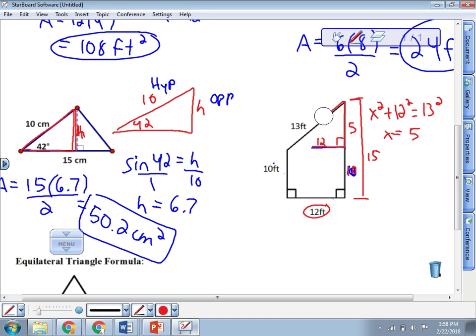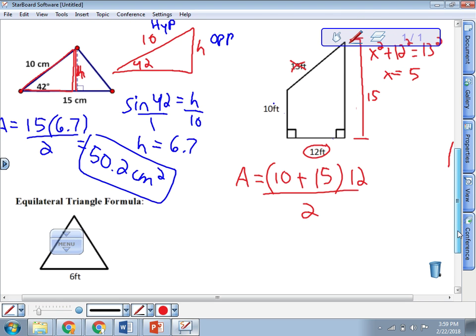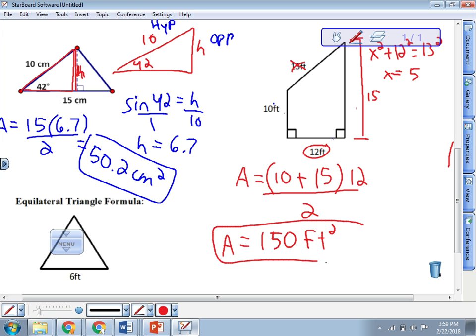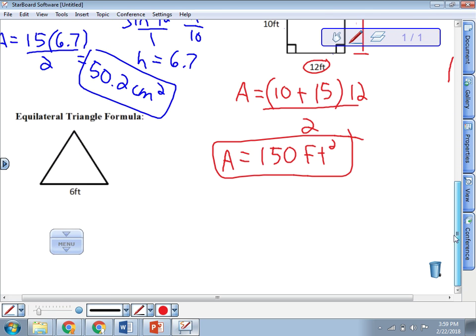When I erase all the markings I've made, I've got my base 1, my base 2, and my height. This 13 we really don't need to find the area. We just needed it to find that missing piece. So area equals base 1, 10, plus base 2, which is 15, times the height, which is 12, divided by 2. So 10 plus 15 is 25, and 25 times 6 is 150 square feet. And that's how you find area, by finding a missing side length first.